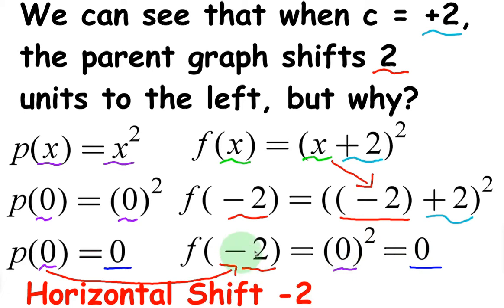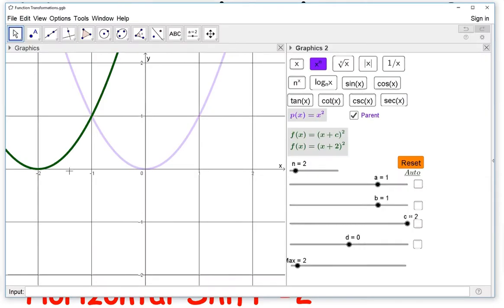In other words, I had to plug in an x value that was 2 less than 0 in order to get the same y value of 0 back. Therefore, my x value went from 0 to negative 2, and therefore my horizontal shift was negative 2. In other words, it shifted to the left 2 units. Again, we can see this graphically, it went from 0 to negative 2, even though my c value is plus 2. In other words, I had to plug in the opposite of positive 2. I had to plug in negative 2 to get the same y value.